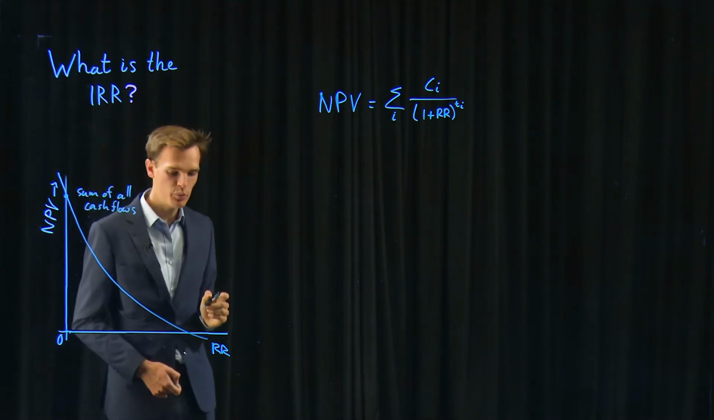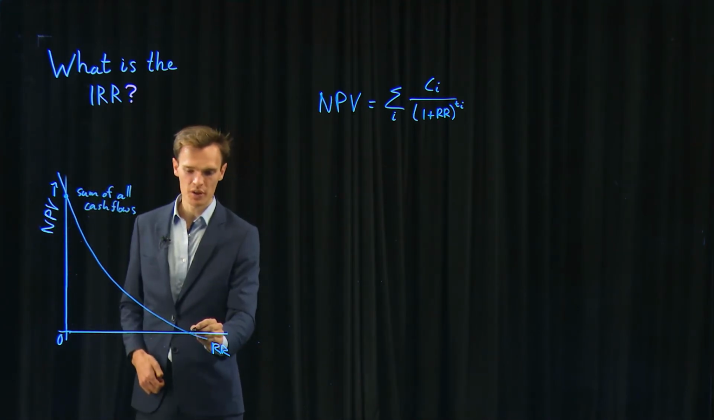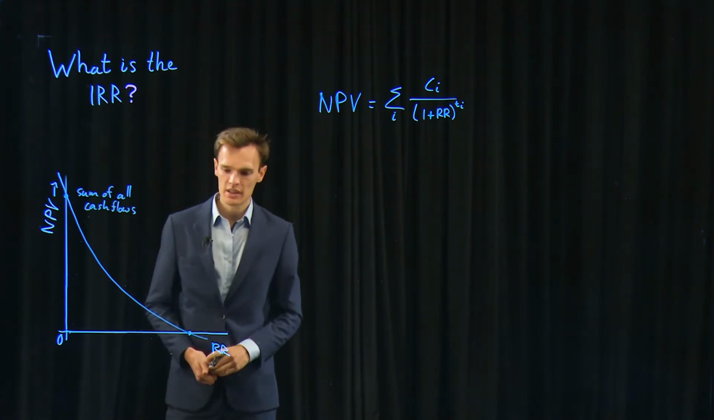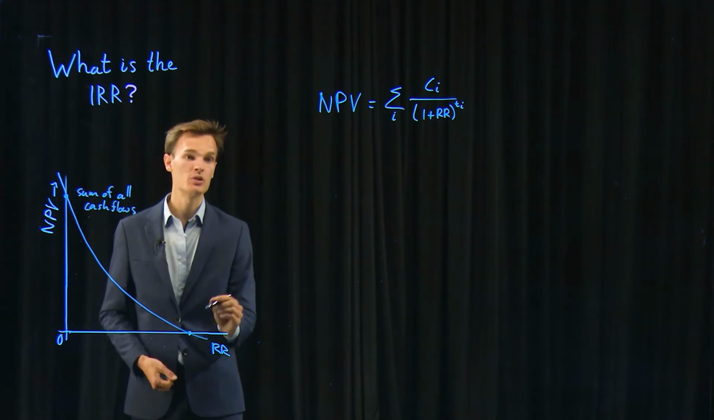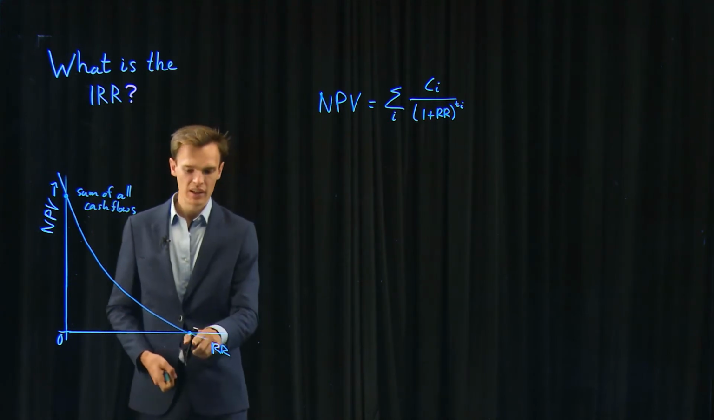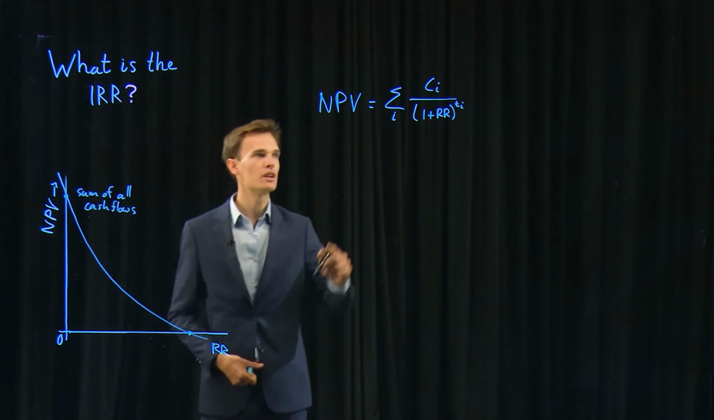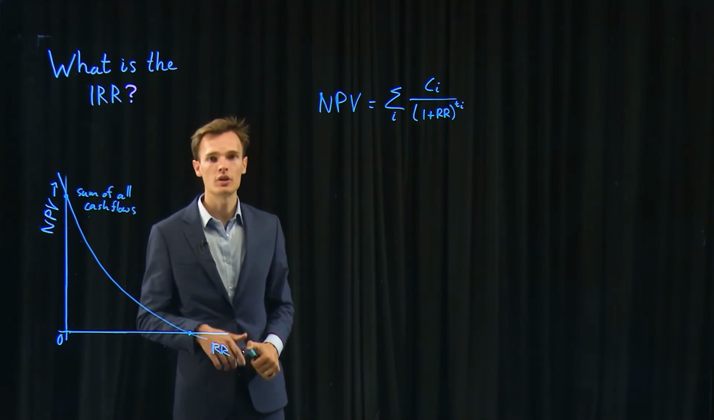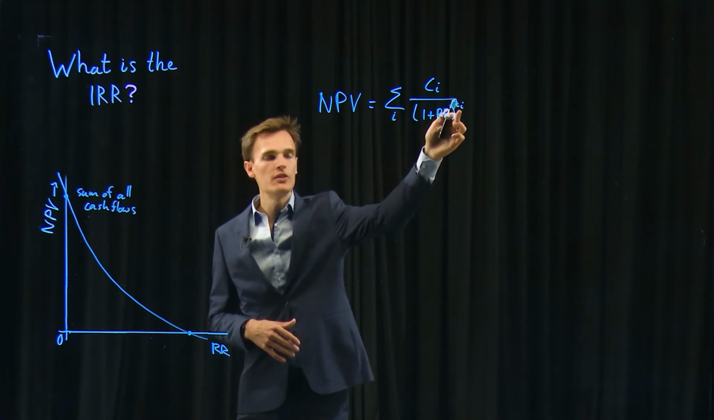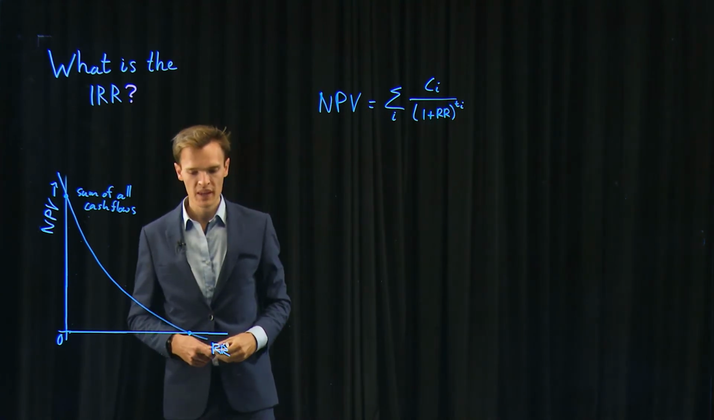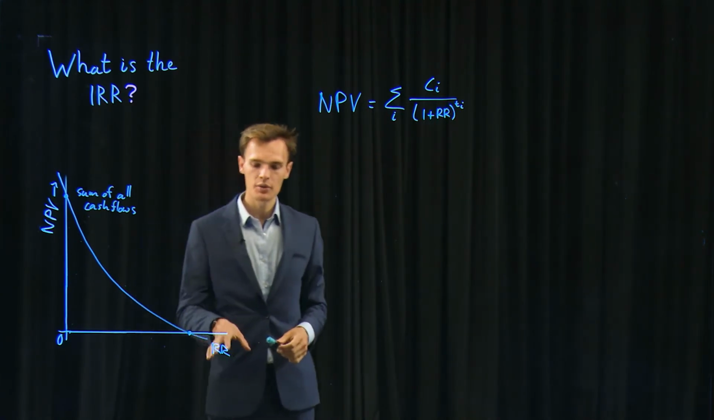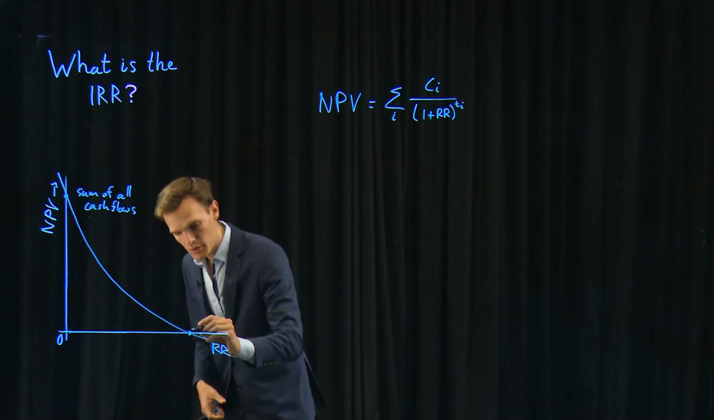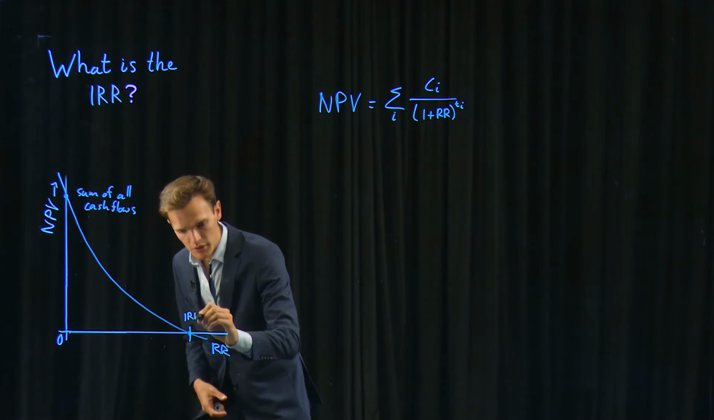But a more interesting point is actually the point where the net present value is 0. So what is happening over here? Well, it means that at this rate of return, which turns out to be the internal rate of return, the sum of all your cash flows, which are weighted with the rate of return based on the timing at which these cash flows occur, is actually 0. So this point here is the internal rate of return.